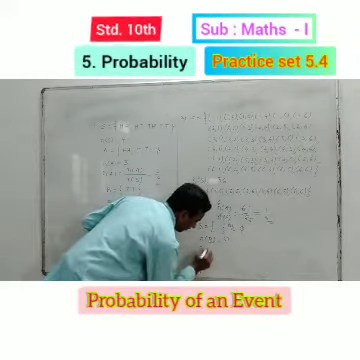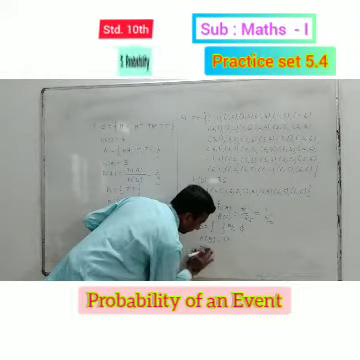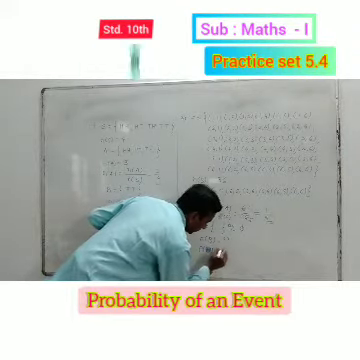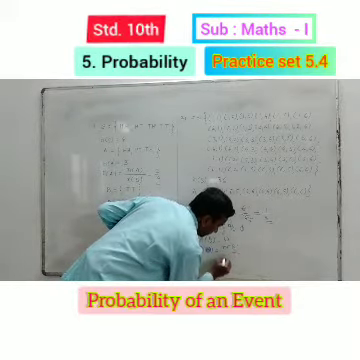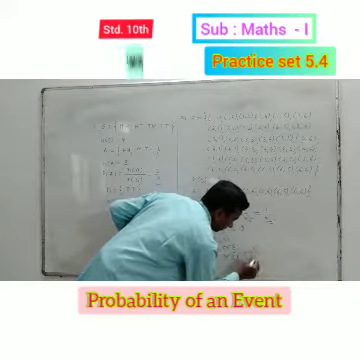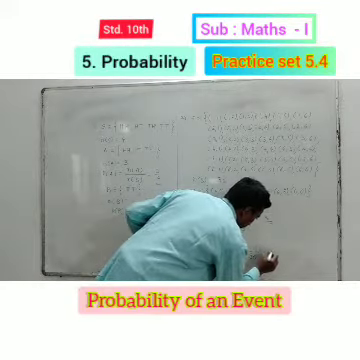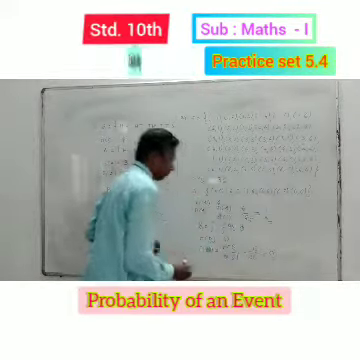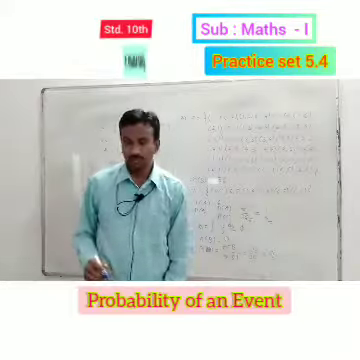Now, find the probability of B, which is number of B upon number of S. Number of B is 0 and number of S is 36. Therefore, probability of B is 0.